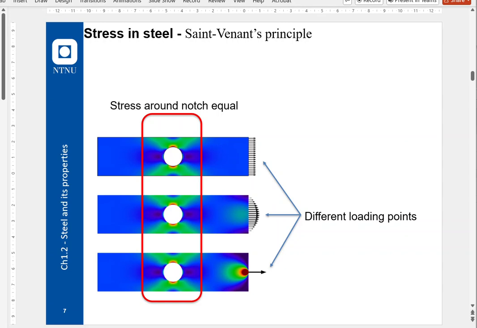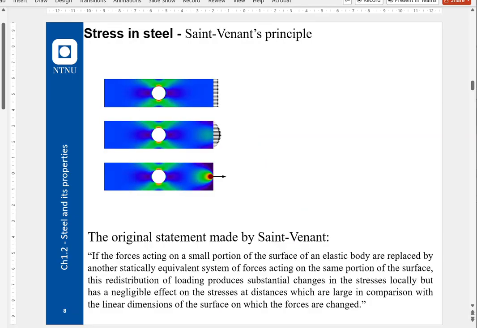This is how steel actually works. And for that, what we do is addressing what St. Venant found out. It will act basically like a distributing effect if it's a certain distance. When the distance is large in comparison with the linear dimension of the surface on which the forces are acting or changing. That's the principle of St. Venant.